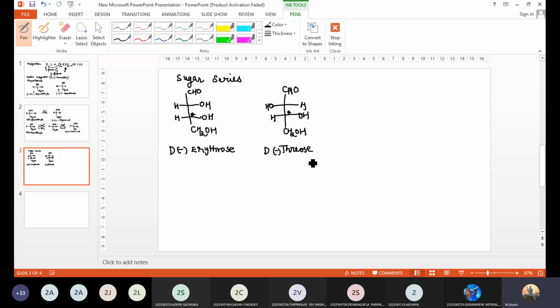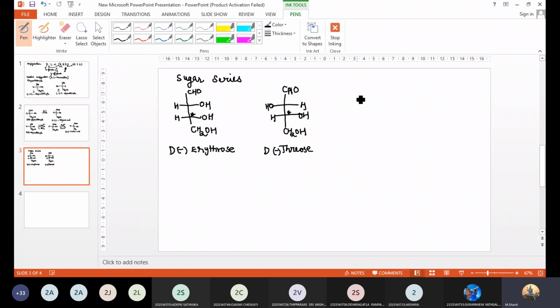But the name of this compound is triose. Why? Because here you can see there is a difference in the arrangement of the OH group. In the top carbon you have OH on the right side, here it is on the left side. With respect to the top carbon, we are not assigning the configuration. With respect to the bottommost carbon, we are assigning the configuration. That is why there is a change in the names of these compounds.